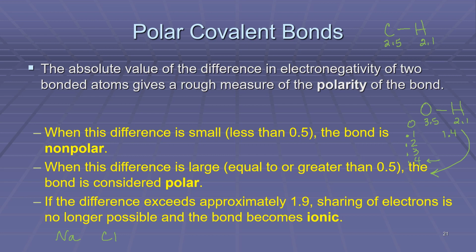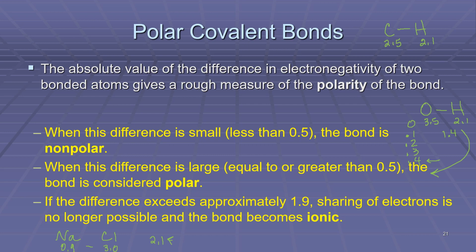So sodium has an electronegativity of about 0.9, and chlorine has an electronegativity of 3.0. So if you take that, you find the difference between them is 2.1. Again, remember absolute value. So 3 minus 0.9 is 2.1. We would consider this ionic.